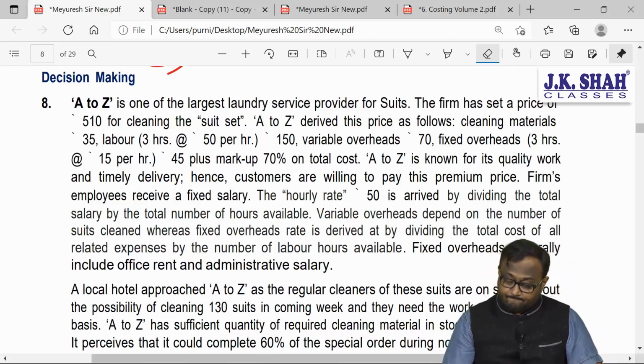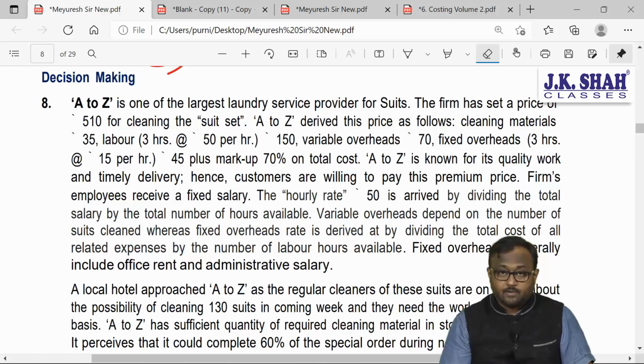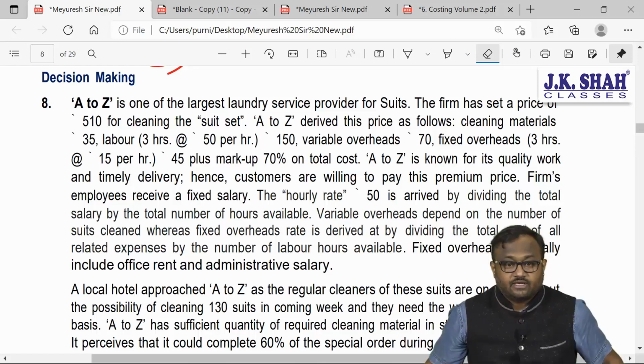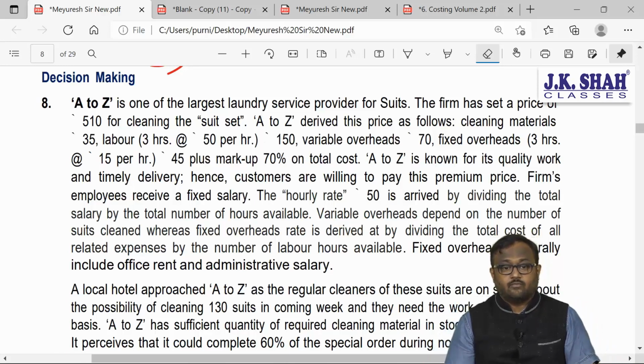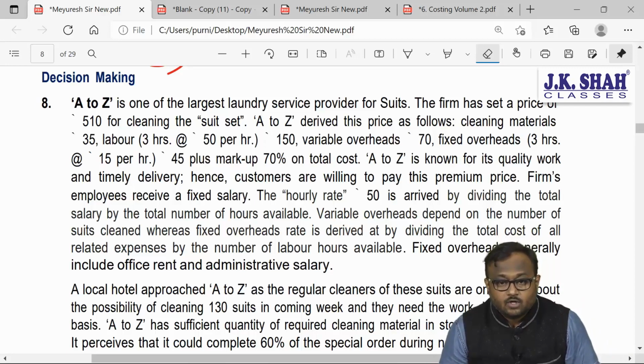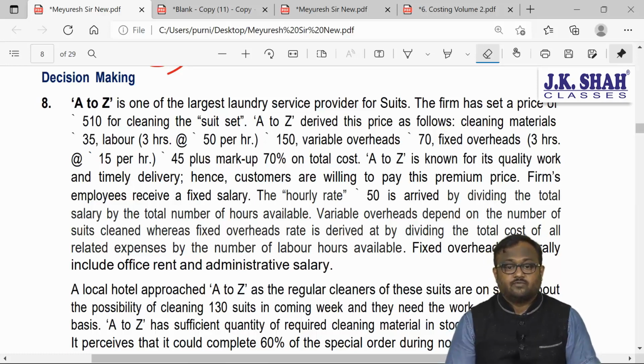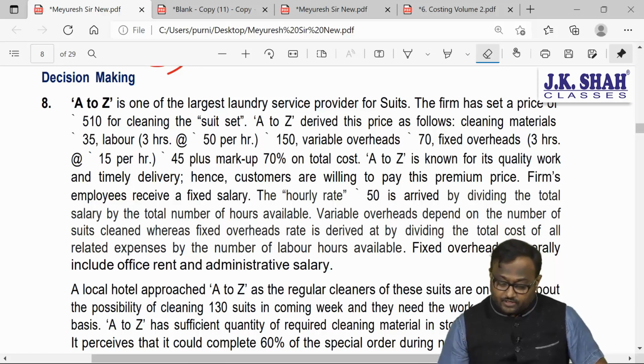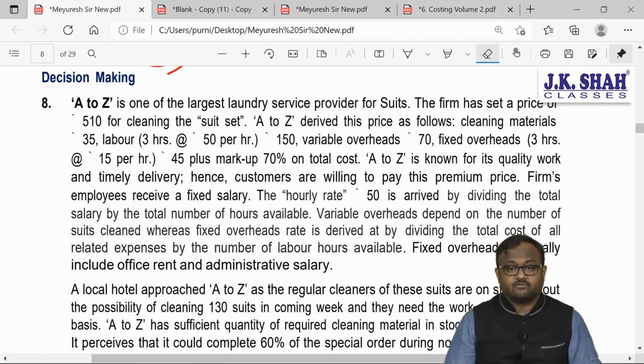So 510. A to Z is known for its quality work and timely delivery. Hence, customers are willing to pay this premium price. Firm's employees receive a fixed salary. An hourly rate of 50 is derived by dividing the total salary by the total number of hours available. Variable overheads depend on the number of suits cleaned, whereas the fixed overheads rate is derived by dividing total cost of all related expenses by number of labor hours available. Fixed overheads generally include office rent and administrative salary.